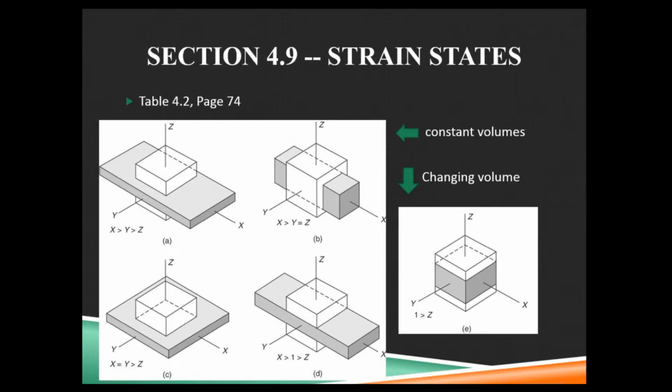And you can have something where the volume is constant. So, for example, in image A, the white cube compresses into the blue plane, or it looks kind of like a piece of plywood. In B, the cube compresses into a long brick shape.